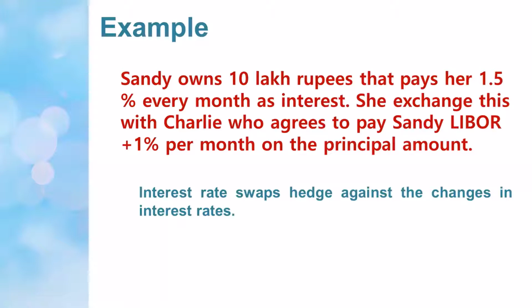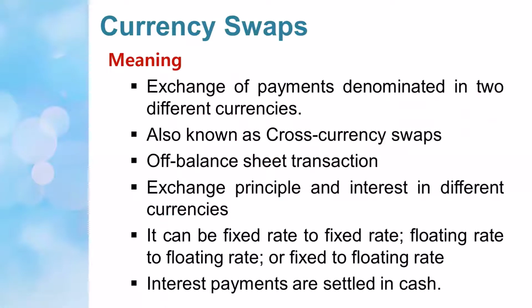So in conclusion, the basic idea behind an interest rate swap is to provide the business a way to hedge their exposure to changes in interest rate. That's the crux, to hedge against the changes in the interest rates. I hope you understood. It's very simple. The name itself says what kind of derivative instrument it is. Right. So we are going to discuss the next one. What is currency swap?